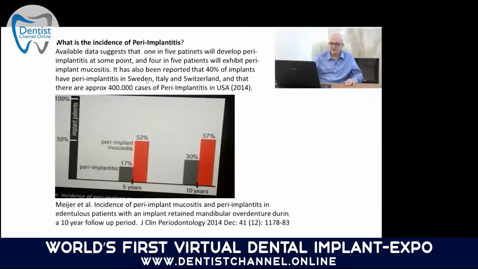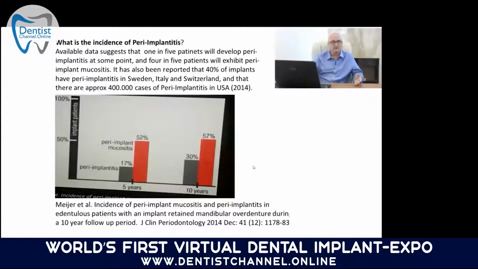Just imagine, you're buying a car, a new Mercedes E-Class, and after a year you find out 40% of these Mercedes have a major problem. So, would you buy this car again? I don't want to give you the answer.